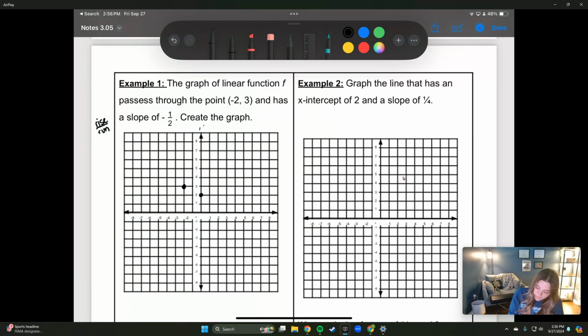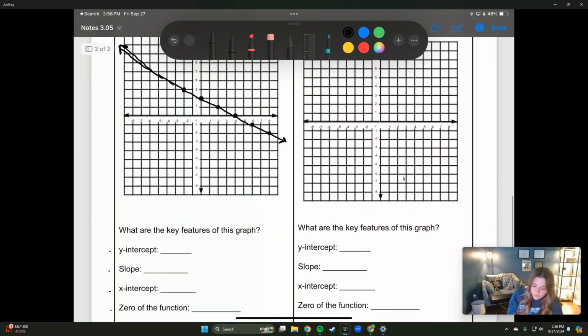And I'm going to mark it. Down 1, right 2. Down 1, right 2. Down 1, right 2. And you just keep going and going. And then you're going to have your linear function graphed. Again, my line is not very pretty, but that's okay. It doesn't have to be perfect. And keep going.